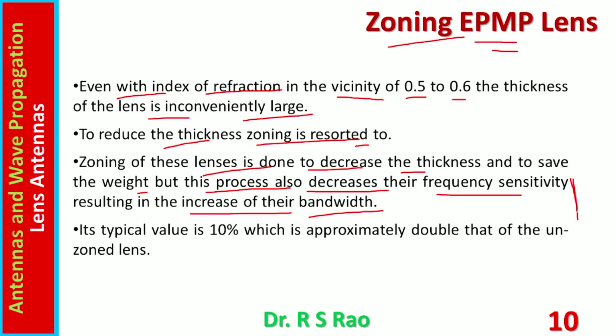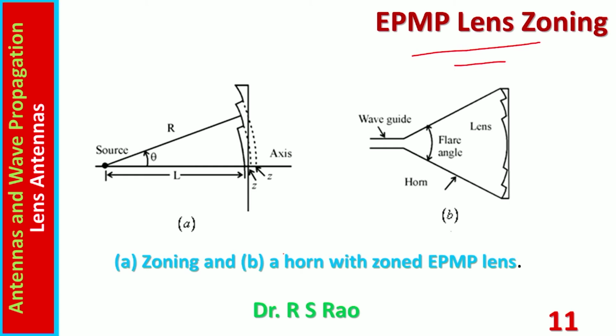But here, zoning reduces frequency sensitivity, and the zoned EPMP, E-plane metal plate lens, becomes an antenna of more bandwidth. Its typical value is 10%, which is approximately double that of the unzoned lens. Zoning process is explained here. Here you can see steps, zoning steps like this.